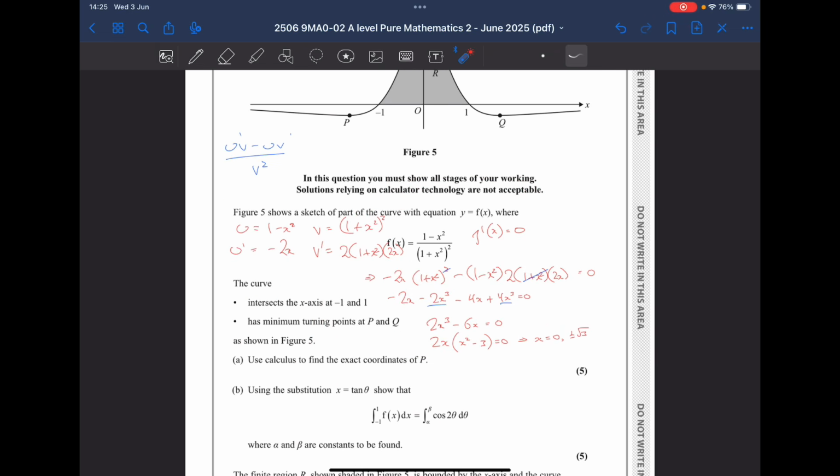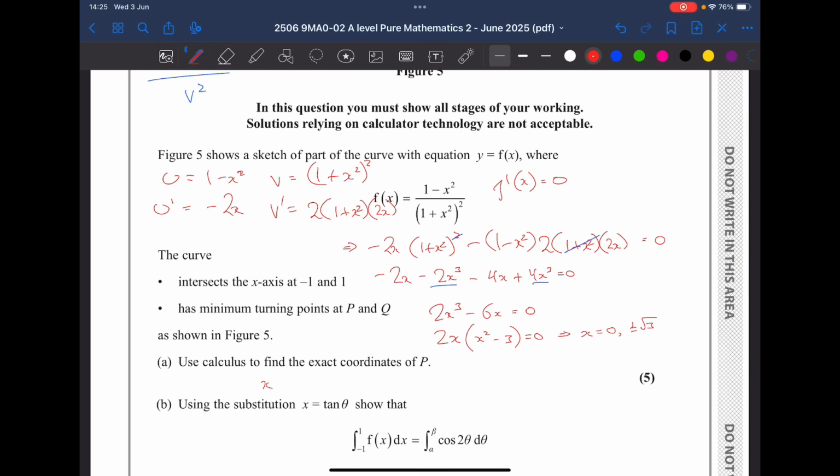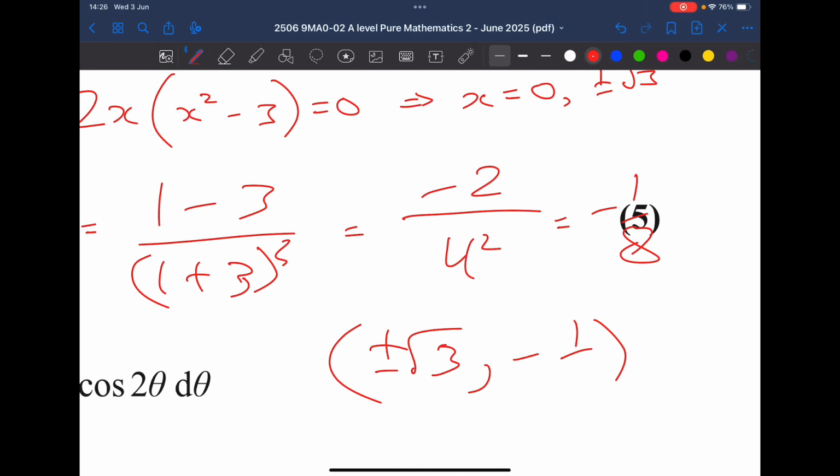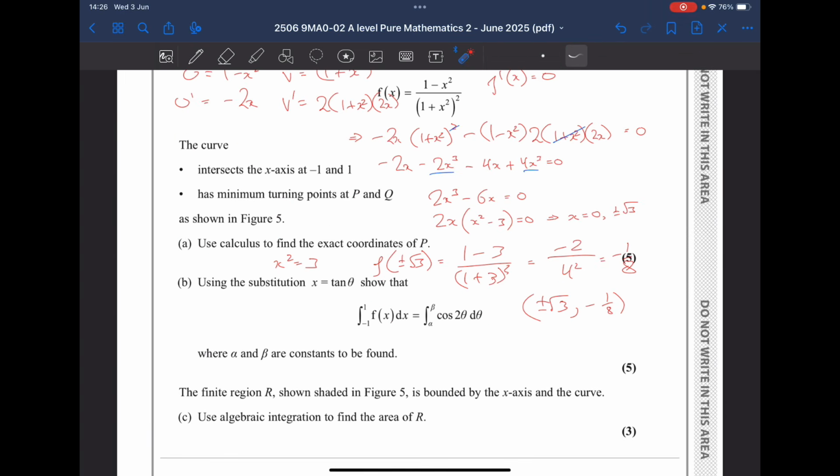So that's good. For the exact coordinates of p, I need to then plug in root 3. So in either case, x squared is just 3. So if I do that, what is f of plus or minus root 3? Should be the same. It's going to be 1 minus 3 over 1 plus 3 squared. So minus 2 on 4 squared, so minus 2 on 16, so minus 1 on 8. So our coordinates are either plus or minus root 3, but always with negative 1 on 8. That'll do. Lovely.